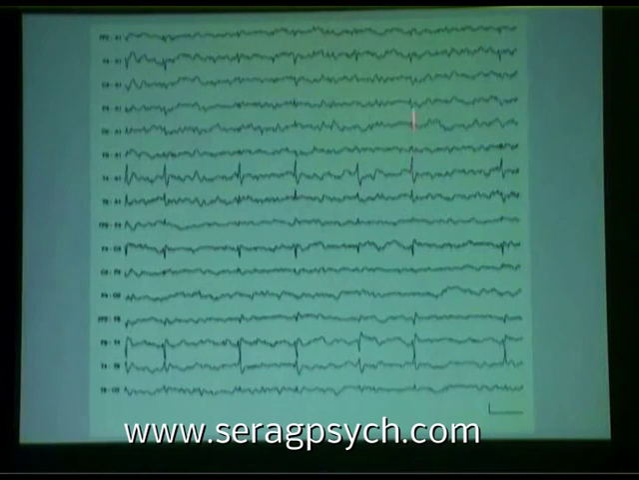Next, please. And in fact, you remember I showed you that, yes, they were involved at T4 being electronegative at their peak, but then simultaneously you had electropositivity in FP2 and F4 to account for this crazy dipole.